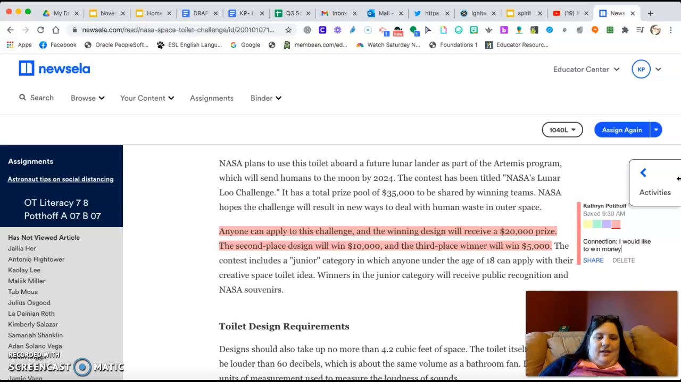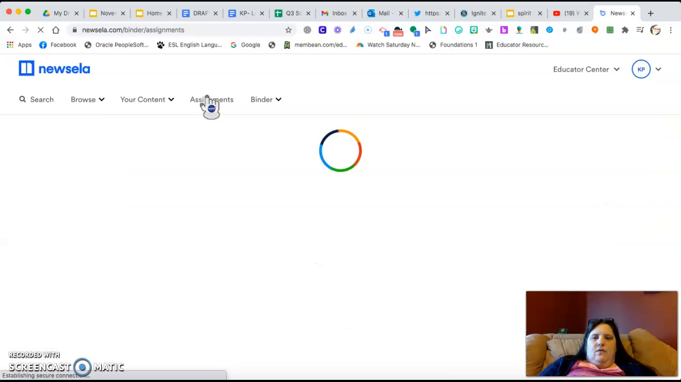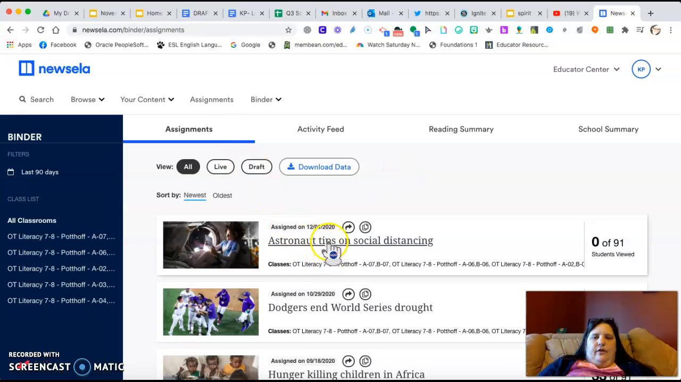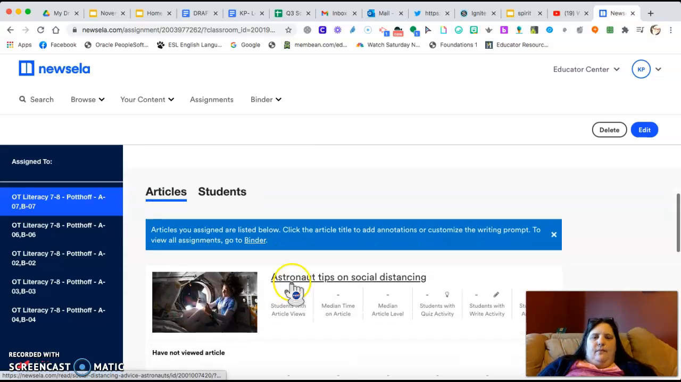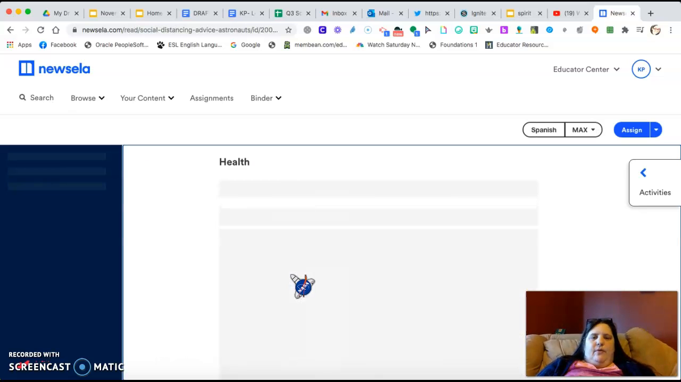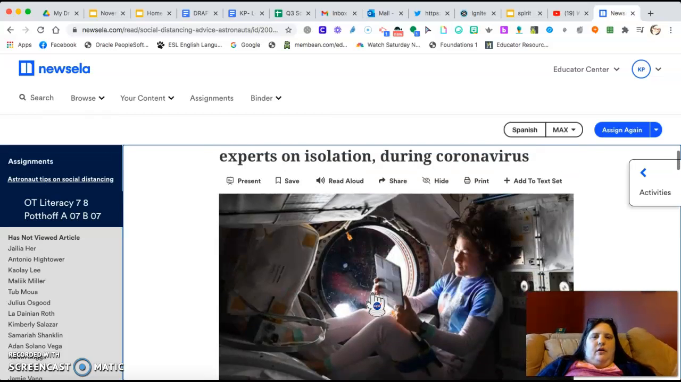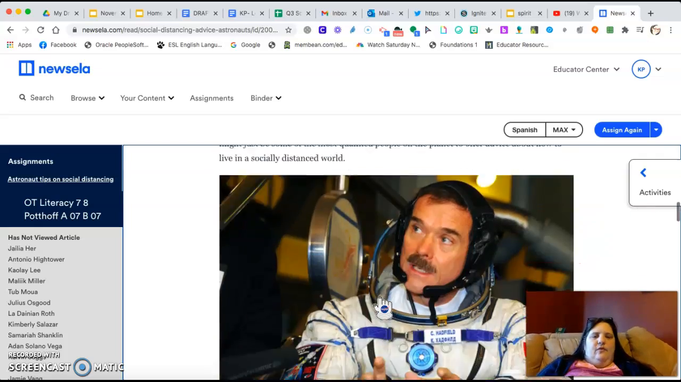All right, so I shared an assignment with you on here, and you have this one, astronaut tips on social distancing. This is your assignment. You are going to pick two right here. Where is it? Okay. Well, I went through and highlighted some for you.